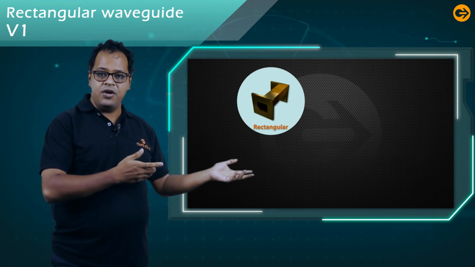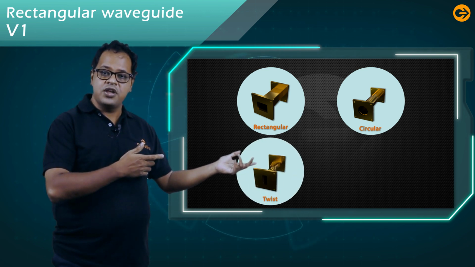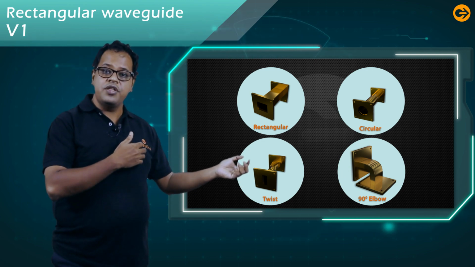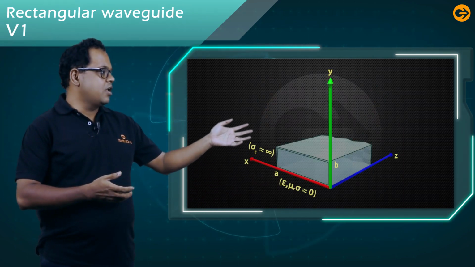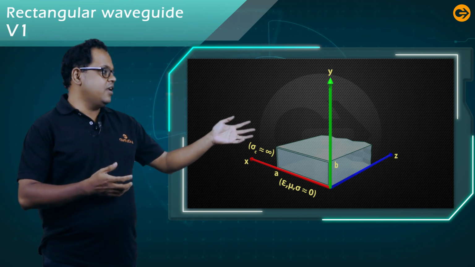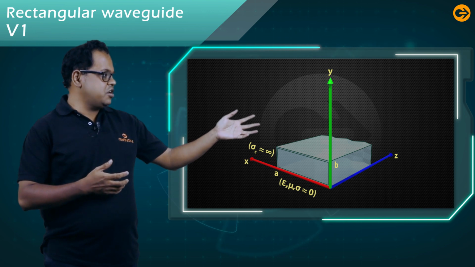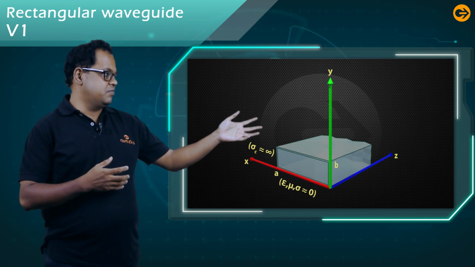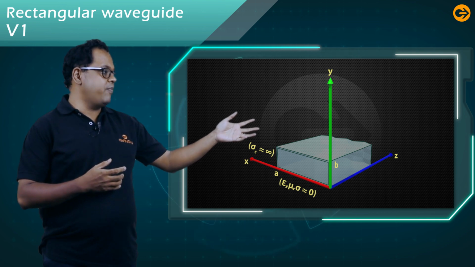What are the types of waveguide? They are rectangular waveguide, circular waveguide, there may be twisted waveguide, or it may be a 90-degree elbow. In this segment, we are going to discuss the rectangular waveguide. In waveguide, the wave is propagating along the z direction, and the electric field is in x and y direction, and also in z direction, and the magnetic field is also in x, y and z direction. This kind of wave is known as a transverse electromagnetic or TEM wave.